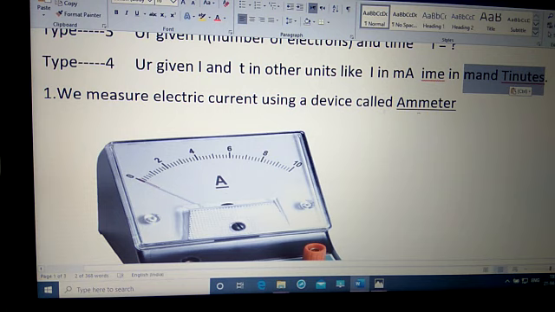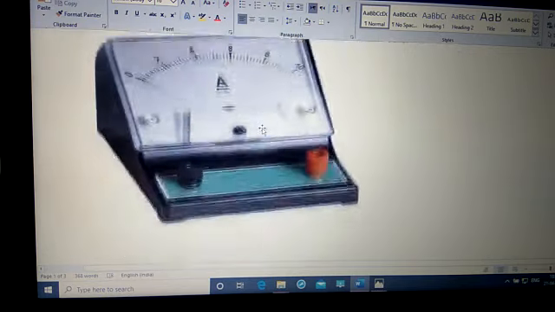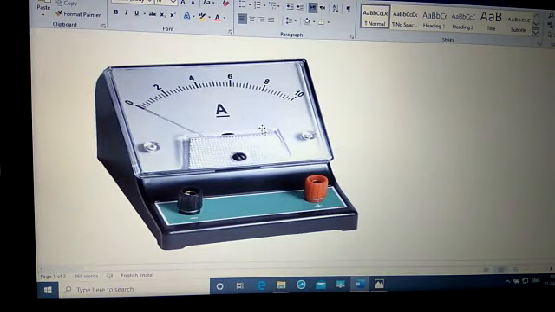Okay, continuing further. We use a device called an ammeter to measure the electric current. In this image, you can see the ammeter. This ammeter has two terminals. One is the positive terminal. We always use red color to indicate the positive terminal and black color to indicate the negative terminal. The positive terminal of the battery is connected to the positive terminal of the ammeter, and the negative terminal of the battery to the negative terminal.